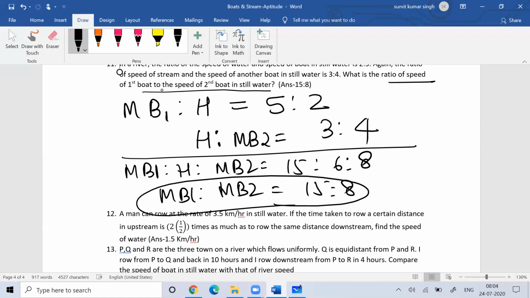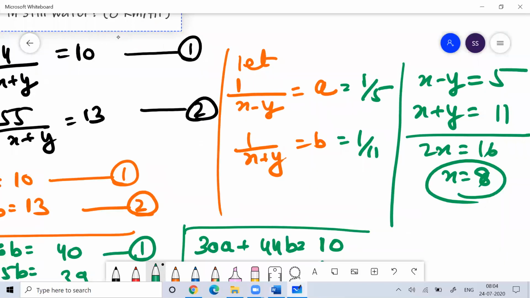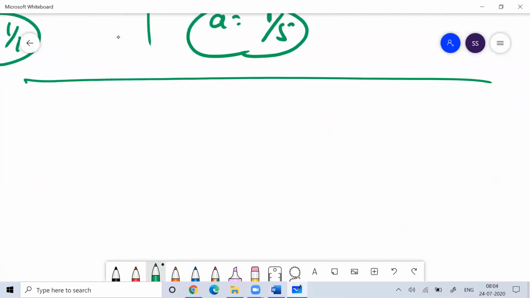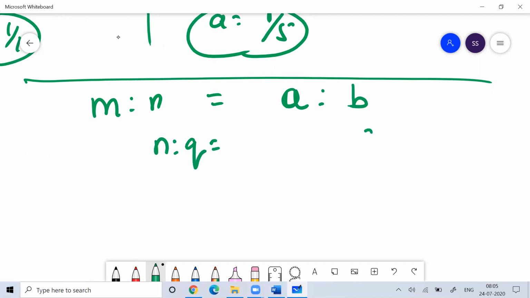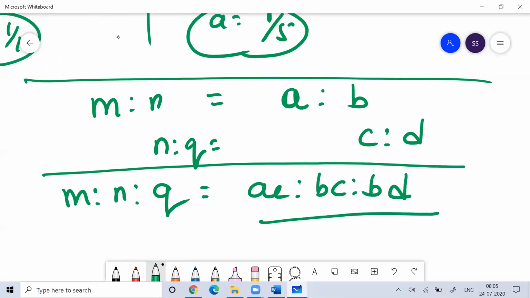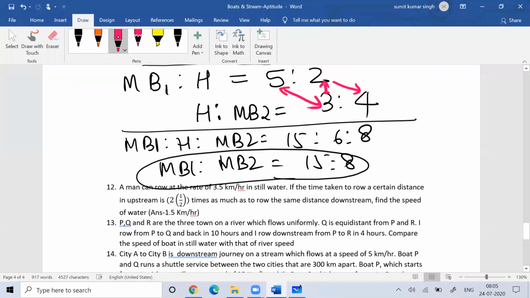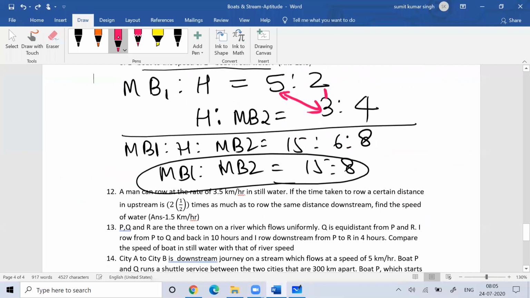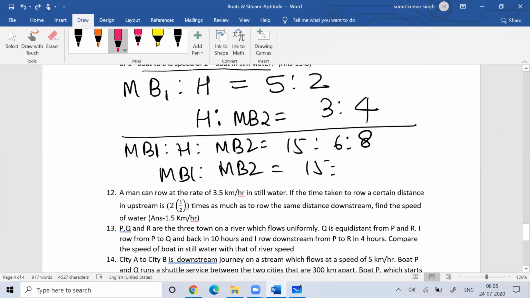Simple calculation. I hope you can understand this shortcut. Otherwise, remember one thing: if the ratio between m is to n is a is to b, and n is to q is c is to d, then the ratio between m is to n is to q is AC is to BC is to BD. You can understand this. Now going further.